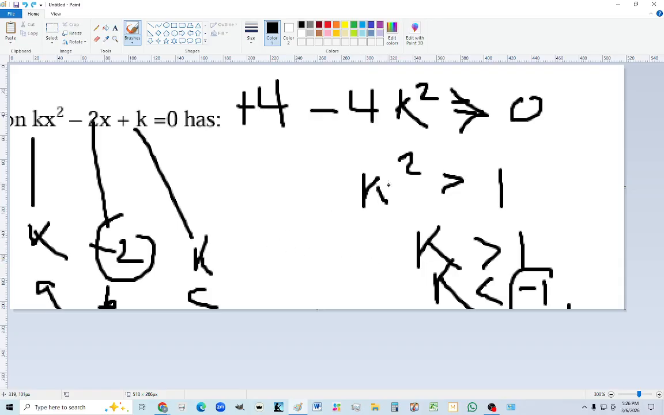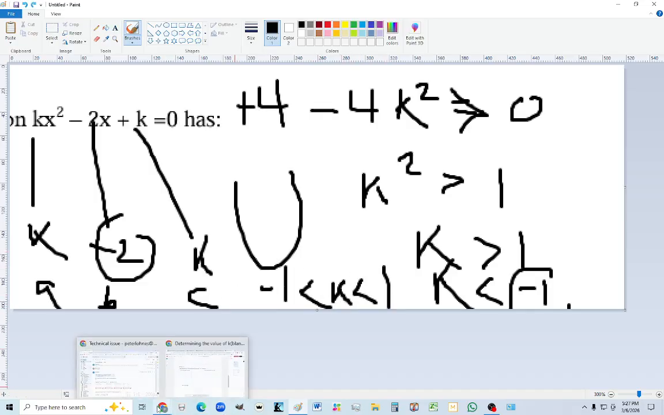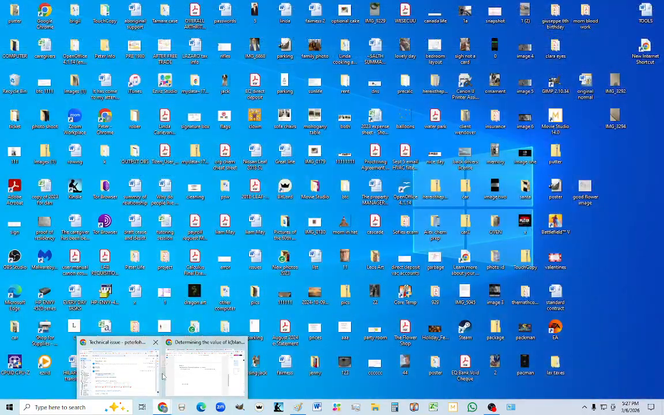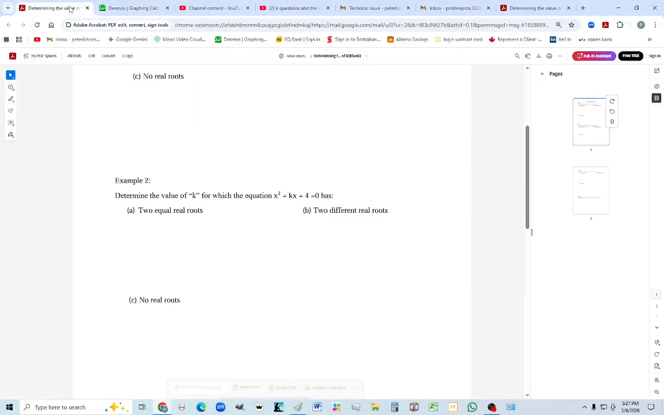So this essentially means that for it to have two x-intercepts, this k value would have to be bigger than 1 or smaller than minus 1. Which means in between minus 1 and 1, it would have no real roots. And this is always easier to see when you actually put it in quadratics.